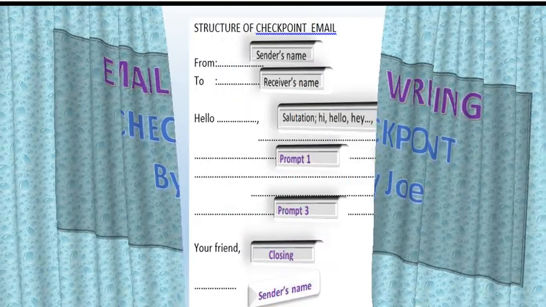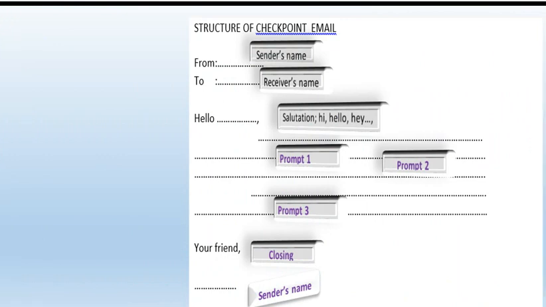Straight to the structure of Checkpoint email writing. Let's look at the major parts of email writing for Checkpoint. The first one, you need to start with From. Then you put the sender's name, that is your name, as the person who is sending the email. For the word From, the F is in capital, while the rest of the letters are in small letters. Then you write only one of your names as the sender.